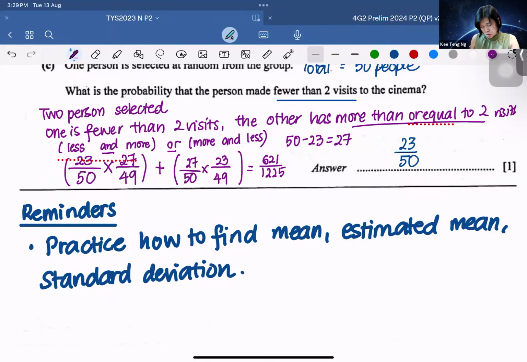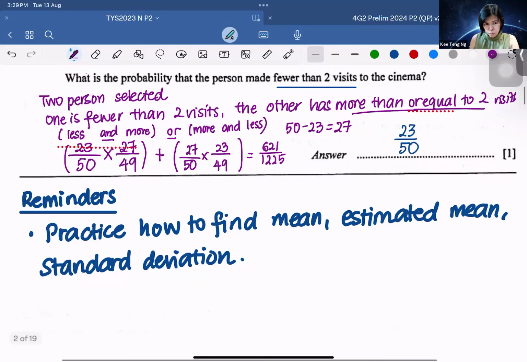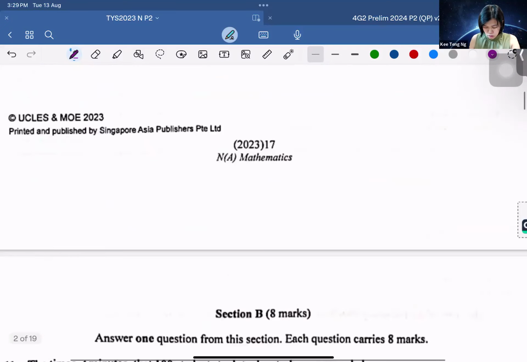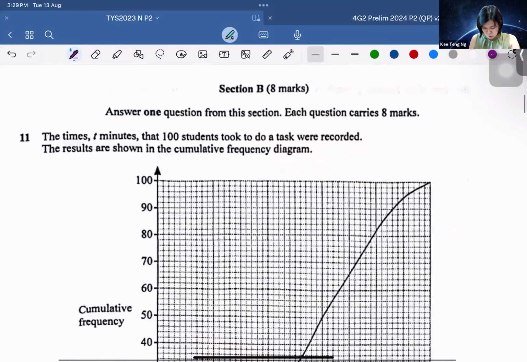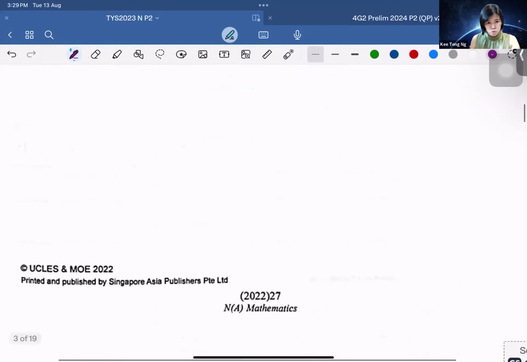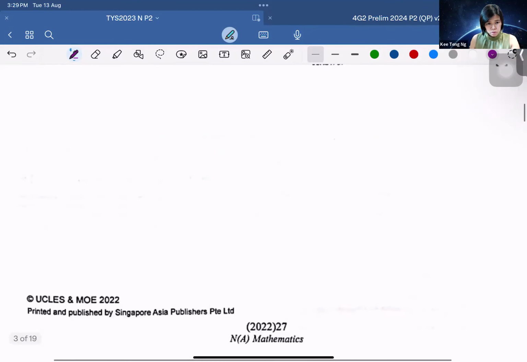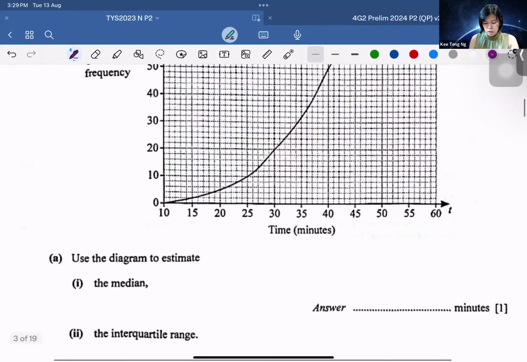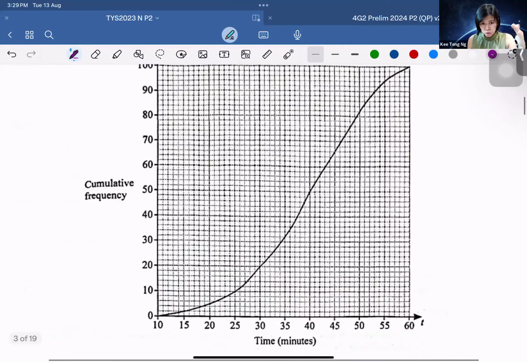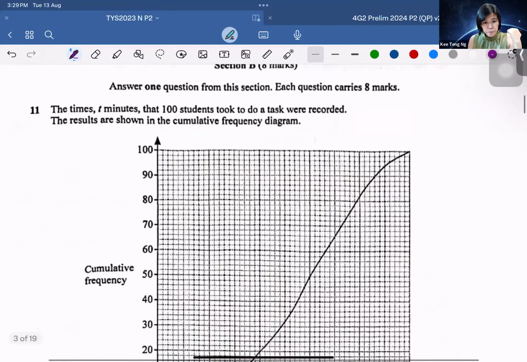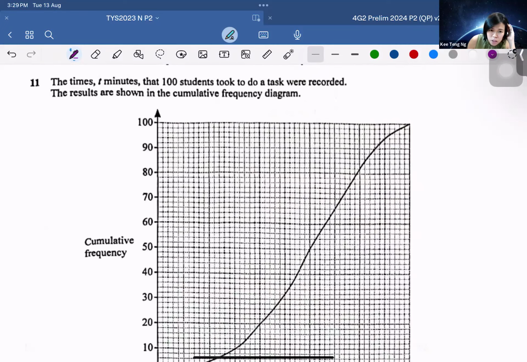I'm not sure whether you still have your TYS with you, but I just want to use this question. This is the paper from 2022 paper 2. So you look at 2022 paper 2. If you don't have the question, never mind, you can do it together with me visually. For this one is cumulative frequency curve.